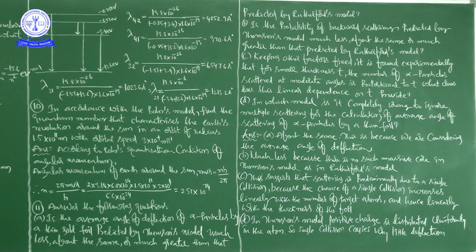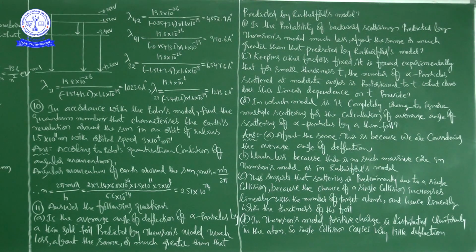Right. The answer is, much less, because there is no such massive core in Thomson's model as in Rutherford's model. Massive core means nucleus, right? So first the answer and then the reason. Okay, right. Next, C.